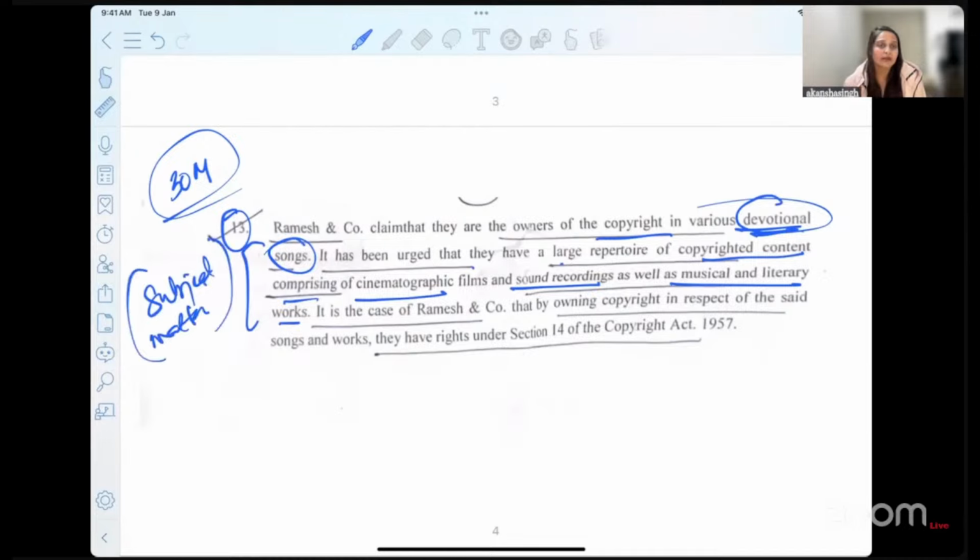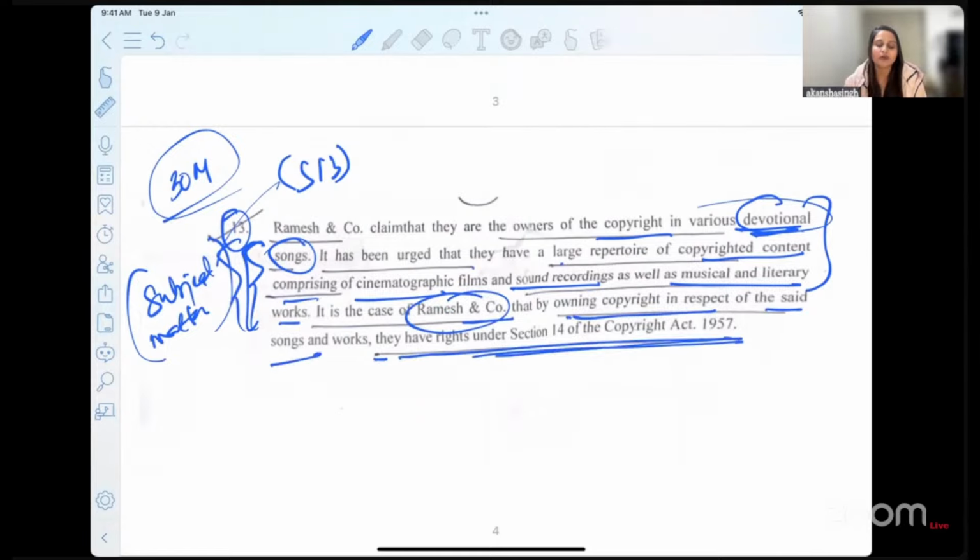So when I'm writing my answer, I have already read about it. I'll just mention in one sentence that the subject matter as mentioned under section 13 of the Copyrights Act is something that the particular issue is talking of. Then it is the case that this particular company, by owning copyright in respect of the said songs and work, has rights under section 14 of the Copyrights Act.